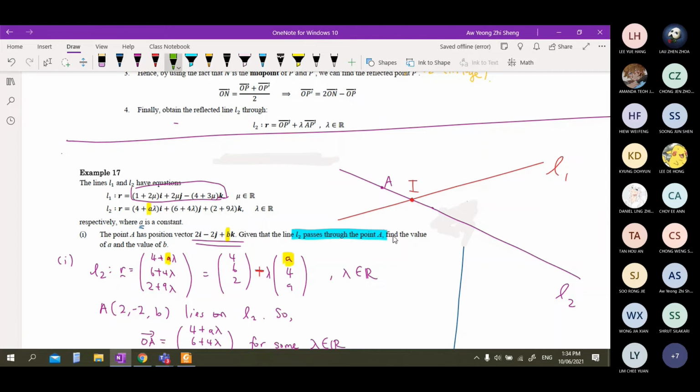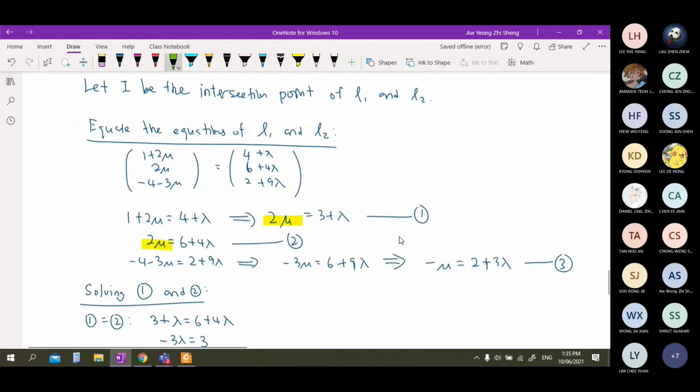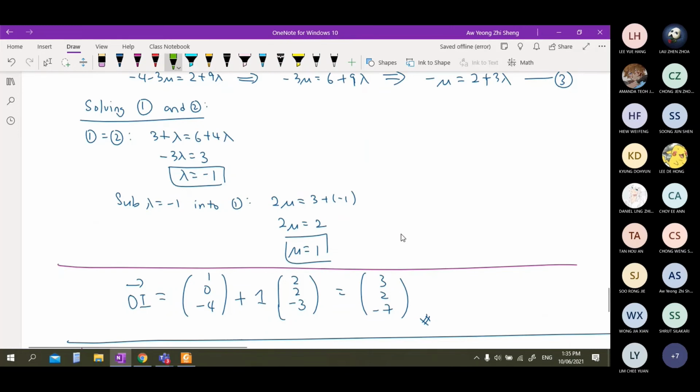Jindra asked in chat, was it necessary to find both mu and lambda or just one was good enough? Well, actually, one of them is good enough. If you already know that the lines are intersecting, then finding one of them is good enough already.